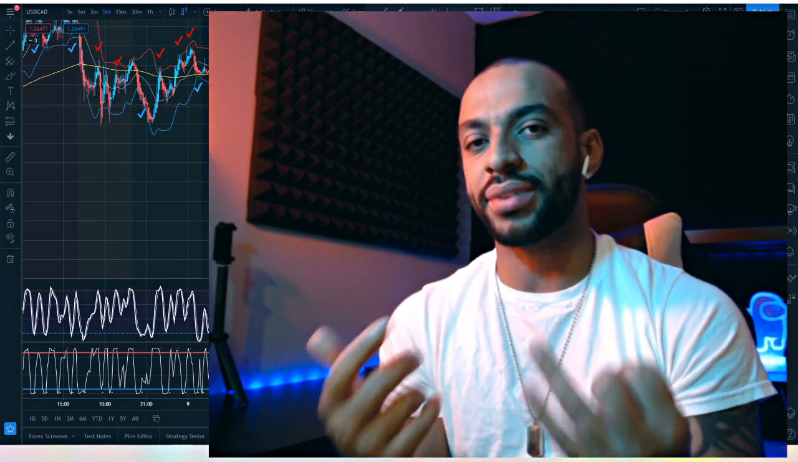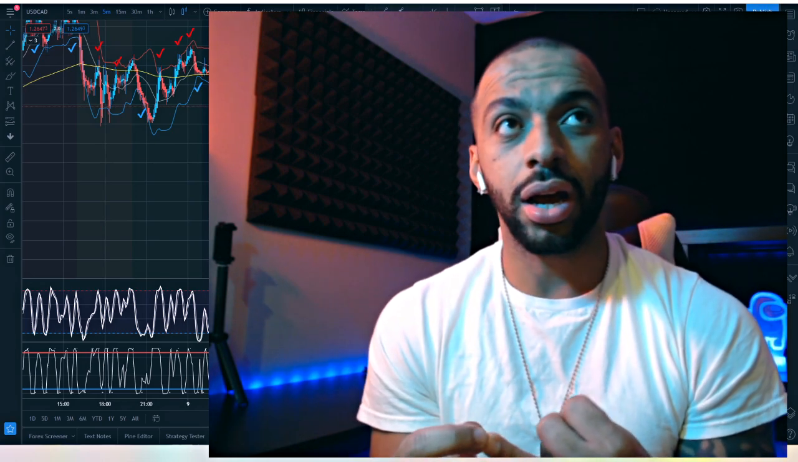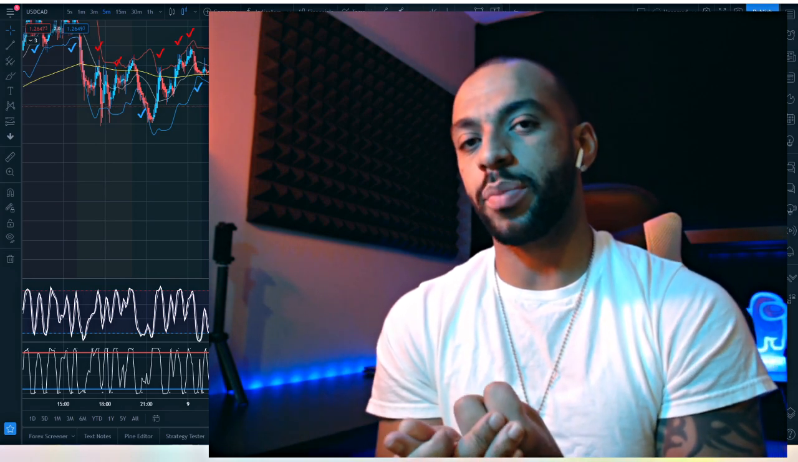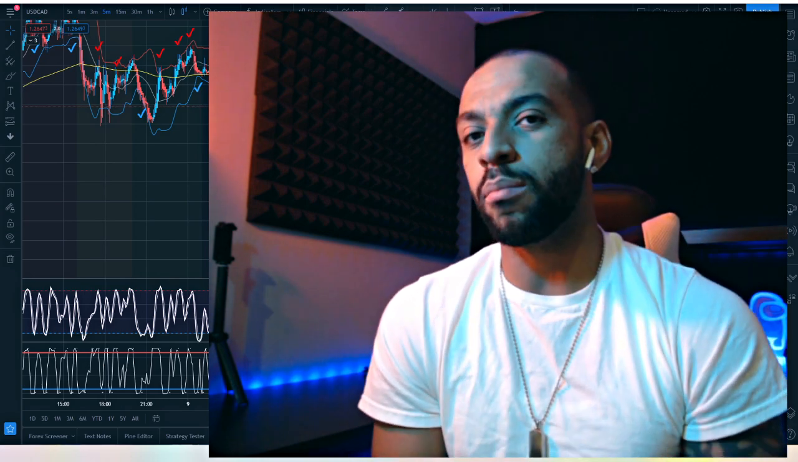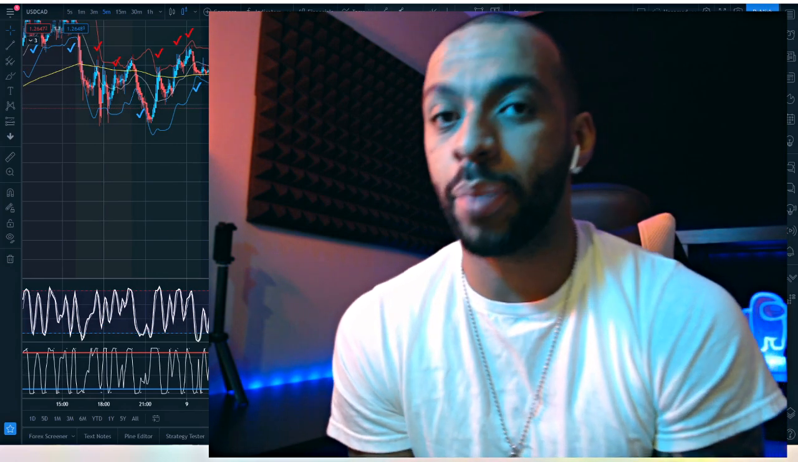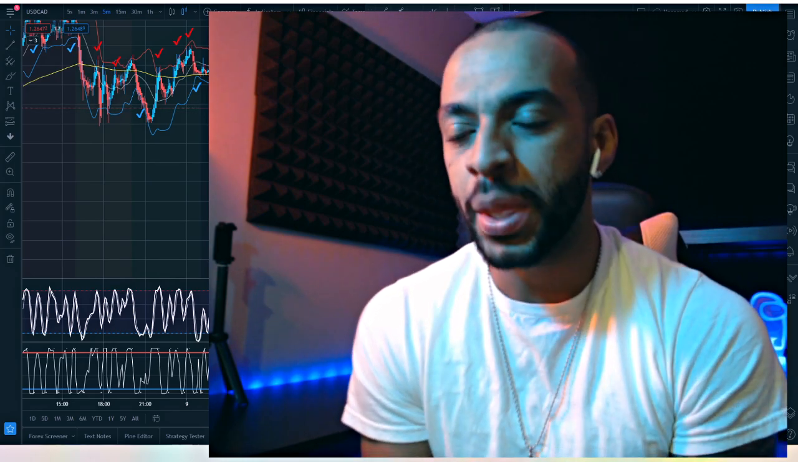This is stuff that you have to know, because you talk about the ADR, right? The average daily range of a specific currency pair. There are certain currency pairs that don't even move a lot in a day. So you can't expect to get 50 pips on a pair that doesn't move that much in a day, right? So little things like that.